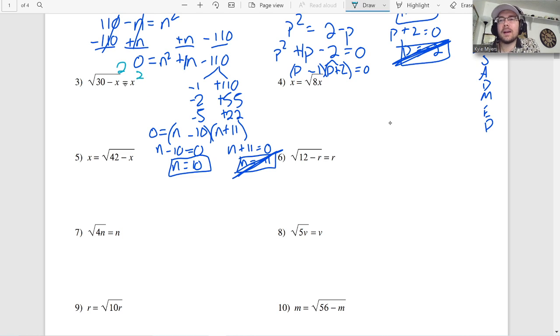So square and square root cancel. 30 minus x equals x squared. I'm going to move everything onto the right-hand side. Again, move is used very lightly here. Plus x, I'd have to add x to both sides. I'd have to subtract 30 on both sides.